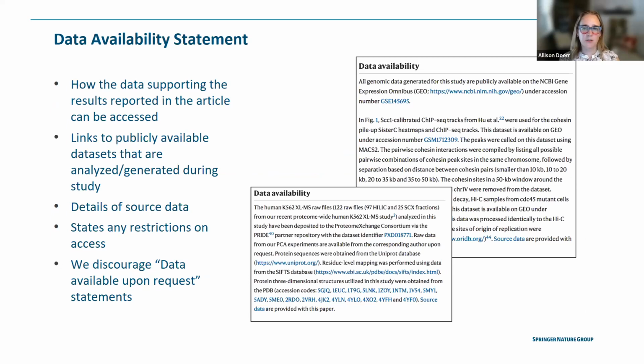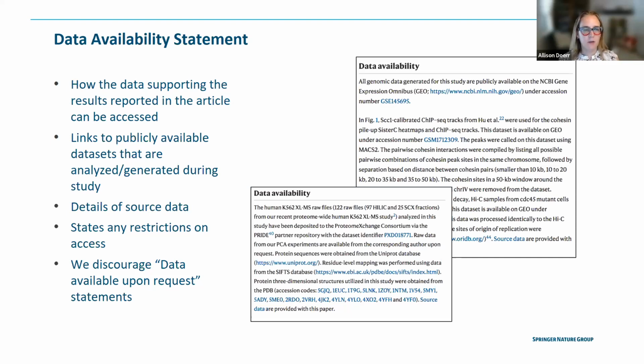Every paper we publish includes a data availability statement. So this is a section of the paper that states how the data supporting the results can be accessed. Again, we strongly encourage that authors make use of public repositories and provide the links in the data availability statement. If they haven't generated data, but they're analyzing publicly available data, they should also provide a link so the readers know where to find that. They should describe any details of source data in the paper, state any restrictions on access to the data.